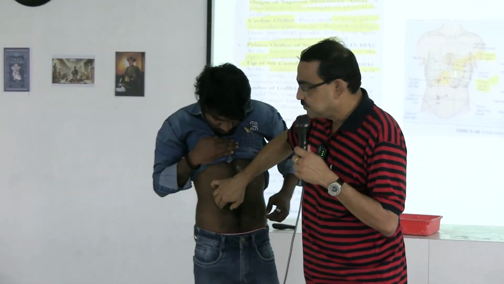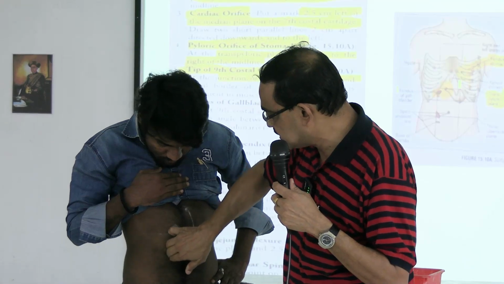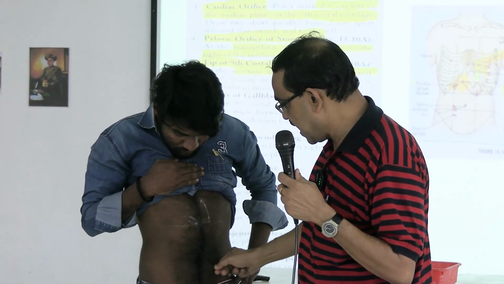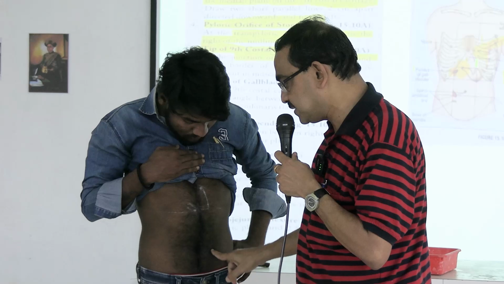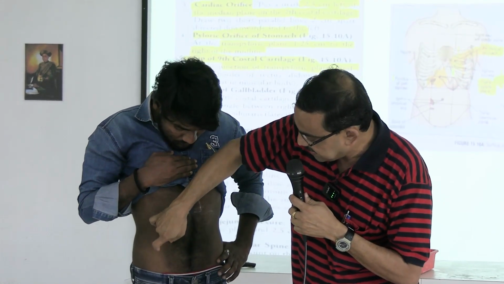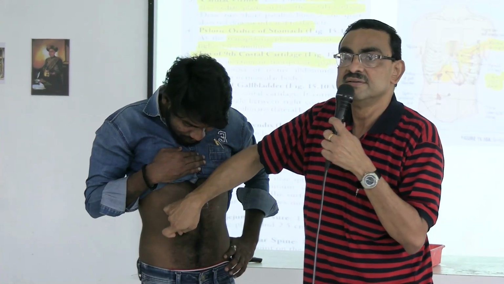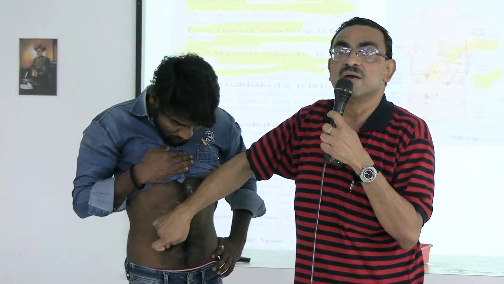You can feel the lateral border of the rectus abdominis muscle. And if you go upwards up to the costal margin, here I can feel the rectus abdominis muscle. This is the rectus abdominis muscle of the left side, this is the rectus abdominis of the right side. I can feel the lateral border of the rectus abdominis, linea semicircularis.